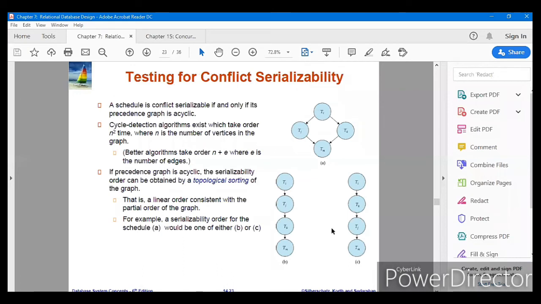How do we test conflict serializability? A schedule is conflict serializable if and only if its precedence graph is acyclic. Cycle detection algorithms exist which take order n-square time, where n is the number of vertices in the graph. If the precedence graph is acyclic, the serializability order can be obtained by topological sorting of the graph as shown here. Either it can be converted into figure B or figure C. So A is acyclic, and we convert it into B or C.